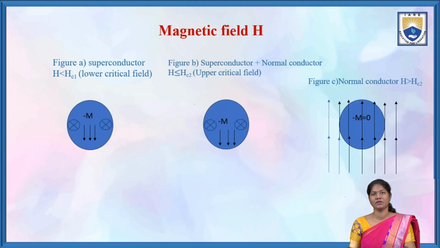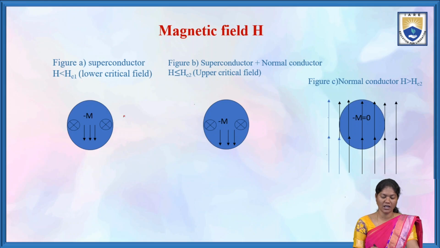So this is the spherical superconductor which is placed in the magnetic field. With respect to the magnetic field, how the magnetization varies, and accordingly how the magnetic lines can pass through the superconductor. In figure A, this is a spherical superconductor, where H is less than Hc1. Hc1, we know, is the lower critical magnetic field.